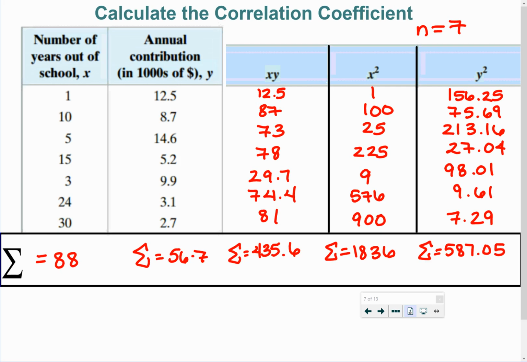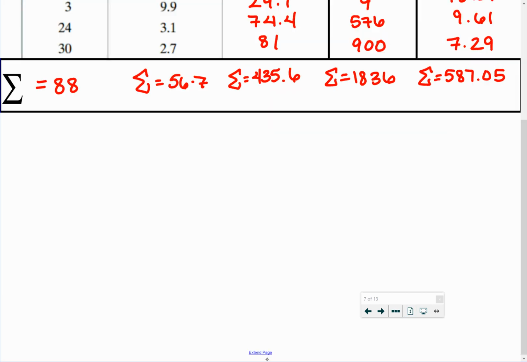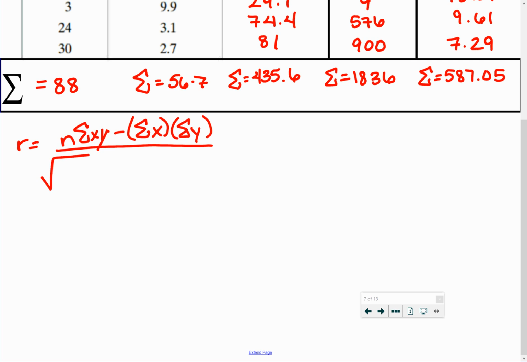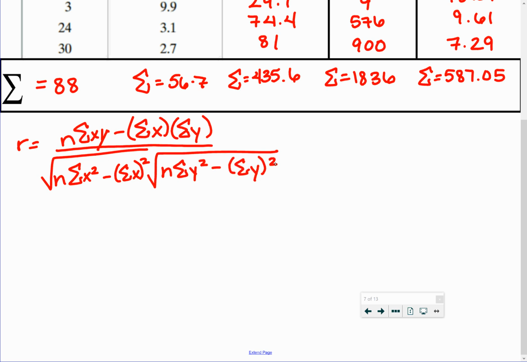Okay. All right, let me write my formula down. So my R value is the following. N times the sum of xy minus the sum of x times the sum of y. Then I've got 2 square roots in the bottom, one for my x's, one for my y's. N times the sum of x squared minus the sum of x, squared. N times the sum of y squared minus the sum of y, squared. There we go.